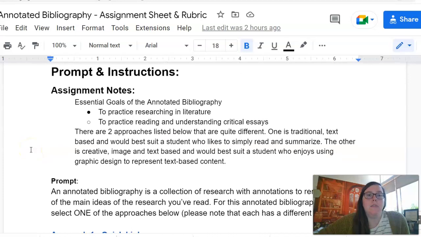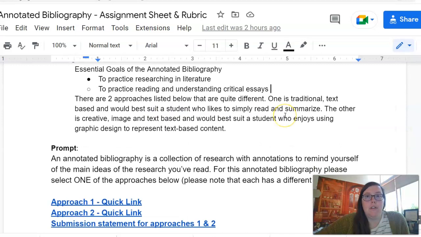Okay, so 2 essential goals: to practice researching in literature and to practice reading and understanding critical essays. These are really important things if you are going to go into literature. They also help you practice a skill of critical analysis, critical thinking, and reading complex texts. Again, there are 2 approaches to this assignment. You are not doing both. You're picking one or the other.